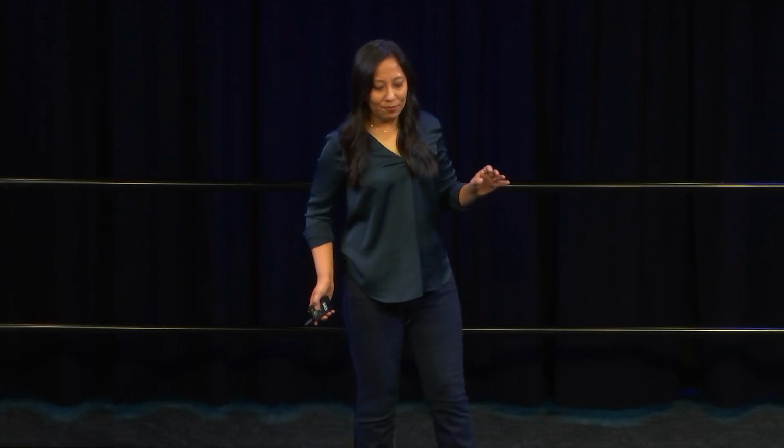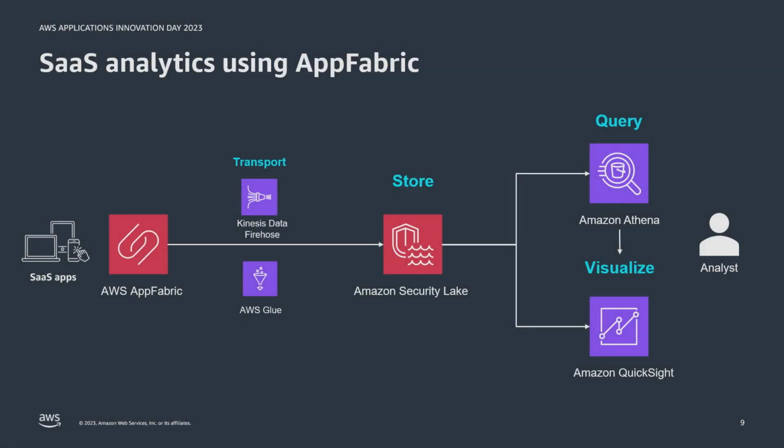To summarize, here is a diagram showing the services that I will be using today in my demo. On the left-hand side, we have AppFabric, which will be the source of normalized and standardized SaaS data. Using Kinesis Data Firehose, we will take that data to Amazon Security Lake. Once that data is in Security Lake, we will use Amazon Athena to write some very simple investigative queries. And after that, we will look at a QuickSight dashboard and see how we can create alerts on top of that. Now let's move on to the demo.